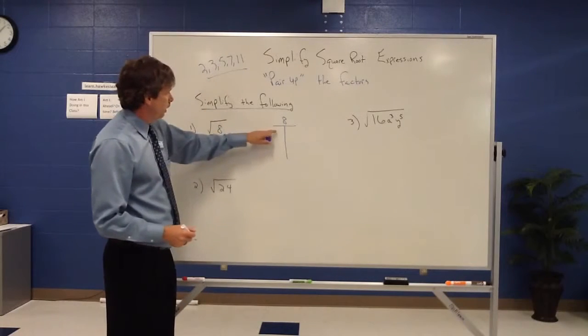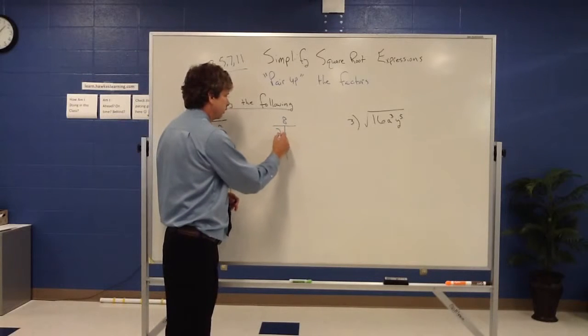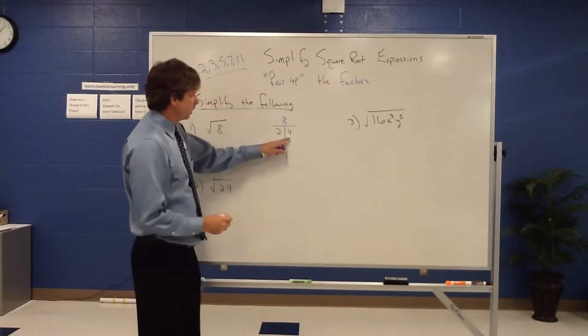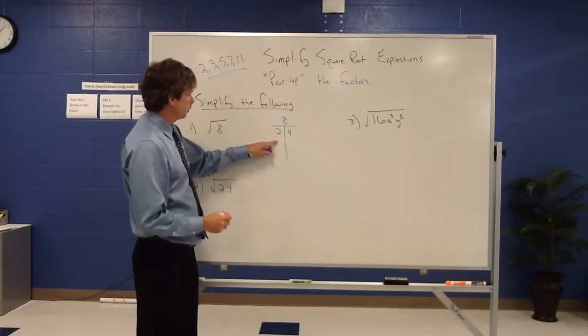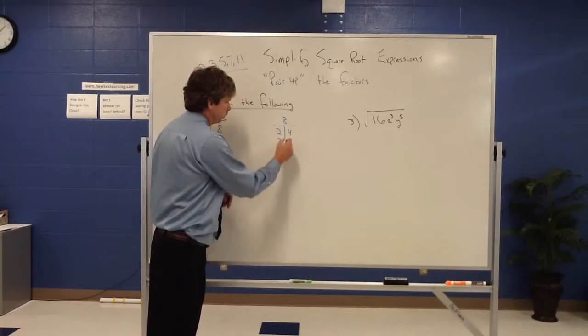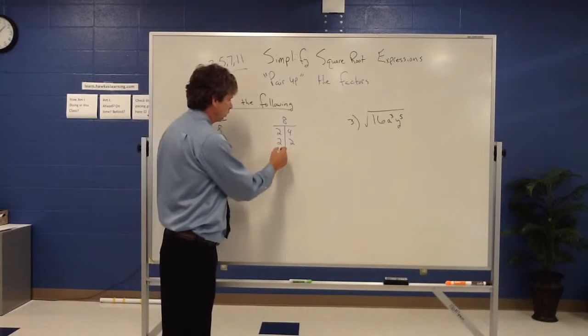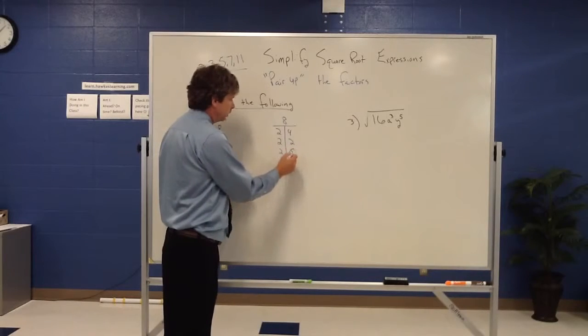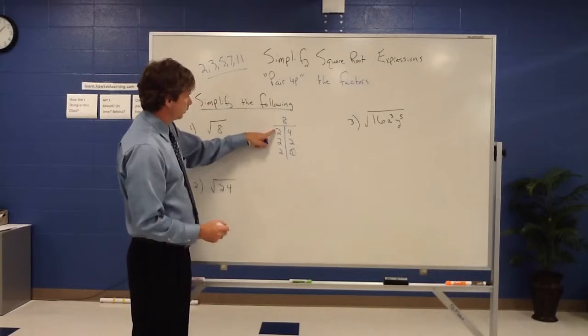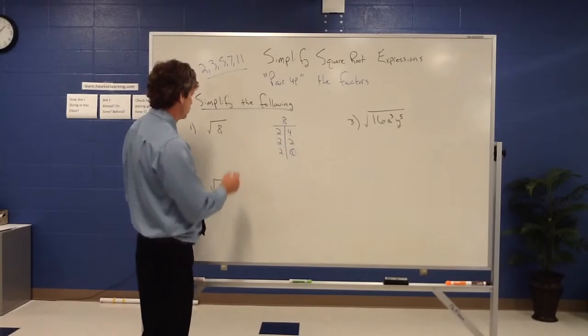So does 2 go into 8? We see that 2 does go into 8 4 times. Then we're down to the 4. Does 2 go into 4? 2 does go into 4 twice. And 2 goes into 2 one time. When you get to that 1, we know we're done. This left side becomes our factorization.